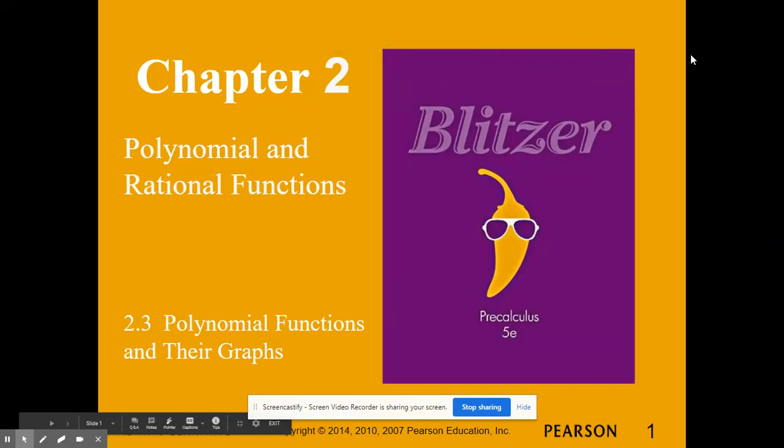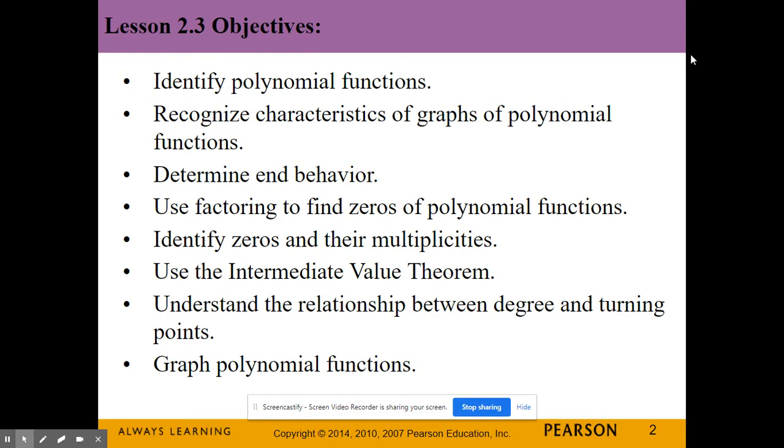Welcome to lesson 2.3. We're going to get into polynomial functions and their graphs. So some of this will look familiar, but a lot of this will be, we've talked a lot about how a lot of what we've been doing so far has been a review of Algebra 2 topics. We're definitely getting some new stuff here. All right, so there's a lot in the objective. Ultimately, the goal is to graph polynomial functions, but all of this is going to go into it.